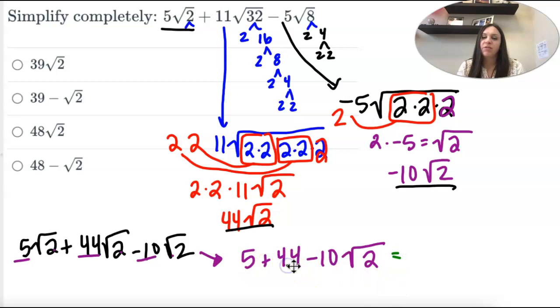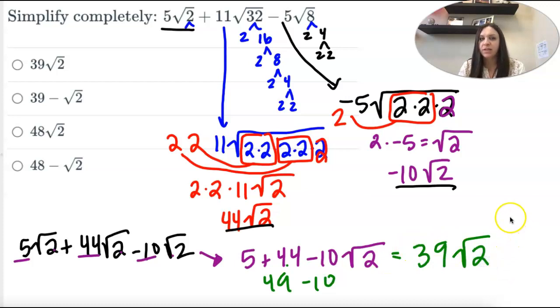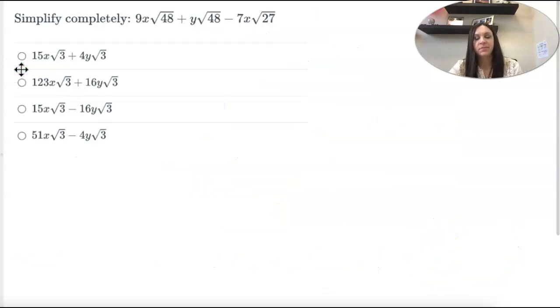So 5 plus 44 is 49, minus 10 is 39, and then the square root of 2 stays. That would be our answer. Okay, let's do one more.